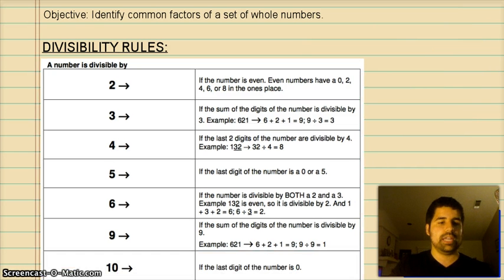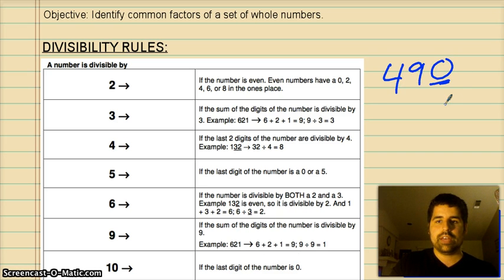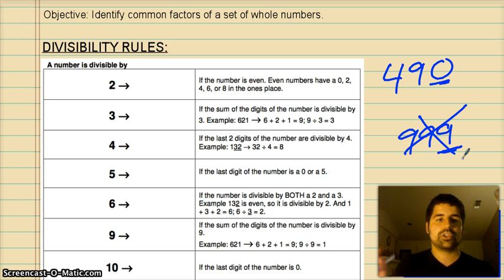And our final one is probably our easiest one, 10. Is a number divisible by 10? 490. If it ends in 0, it is. That means it is divisible by 10. 999 does not end in 0, so it's not divisible by 10. Okay, those are your divisibility rules.